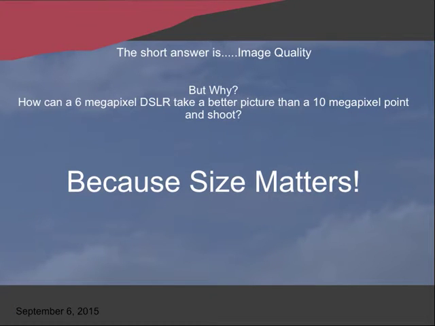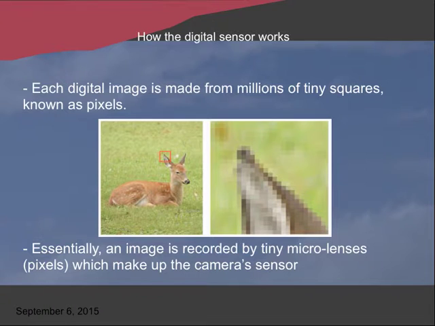But why? How can a 6 or 8 megapixel DSLR take a better picture than a 10 megapixel point and shoot? Because when it comes to image quality in pixels, size matters. How digital sensors work in cameras. Each digital image is made from millions of tiny squares, and these are known as pixels. I'm sure you guys being digital generation know what pixels are.